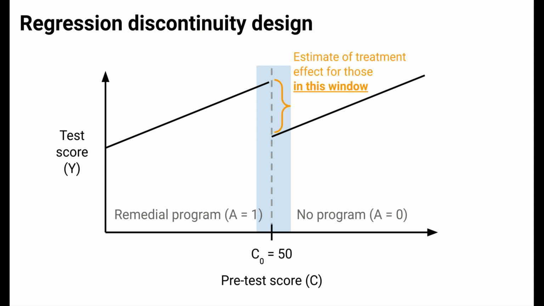Effectively, this means that in the small window of pre-test ability, pre-test scores essentially randomize students to receiving or not receiving remediation. We can then view the discontinuity as an estimate of the average causal effect of the treatment, specifically for the students in this small window of pre-test scores. As with the instrumental variables design, make sure that you can draw a connection between the motivation for this design and exchangeability.